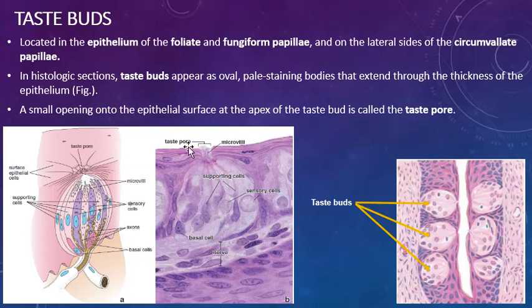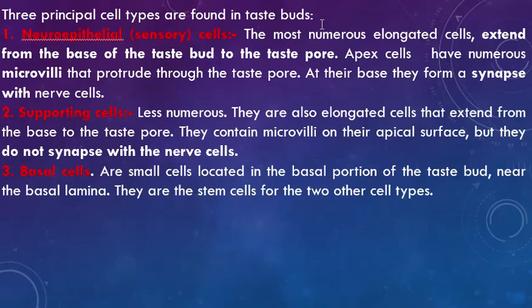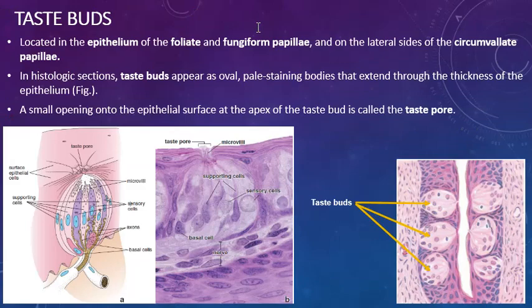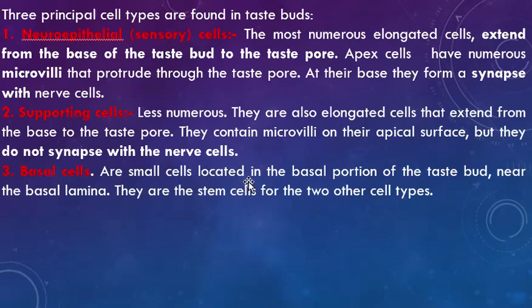Also, we can see the three types of cells in the taste bud: supportive cells, sensory cells, and basal cells. Sensory cells are numerous, elongated cells, which extend from the base to the apical. This type of cell synapses with the nerve. Sensory cells.